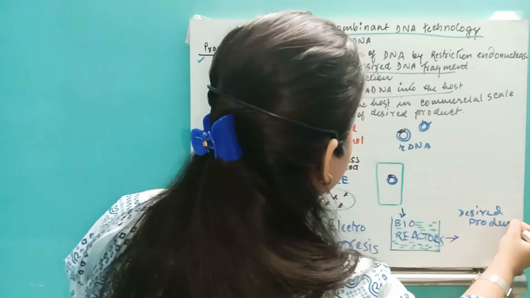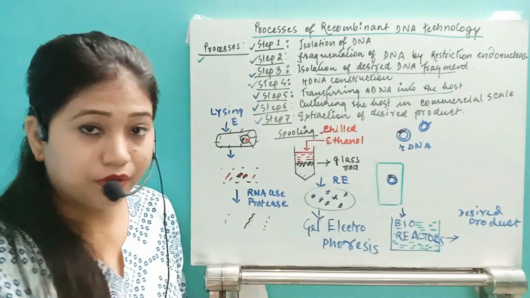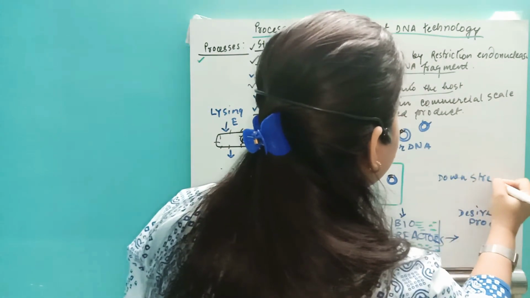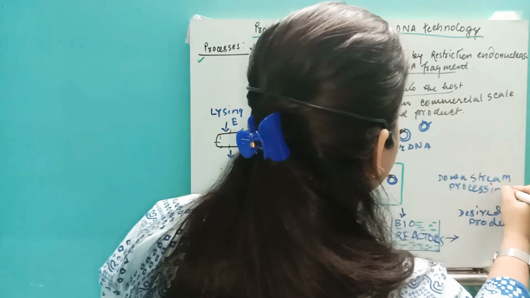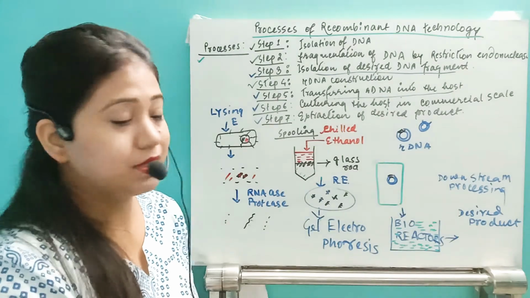Not only the gene, but it can be protein also. We will just extract the desired product by a process that is called downstream processing. By this downstream processing, we will separate out our desired gene fragment.